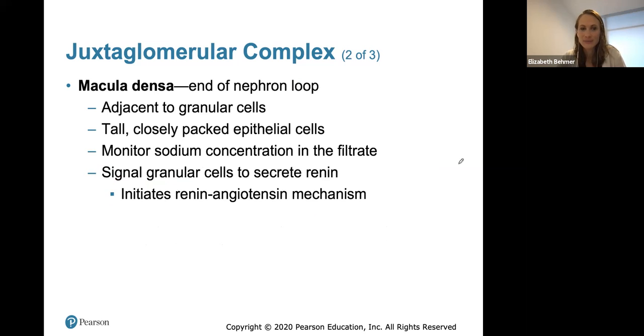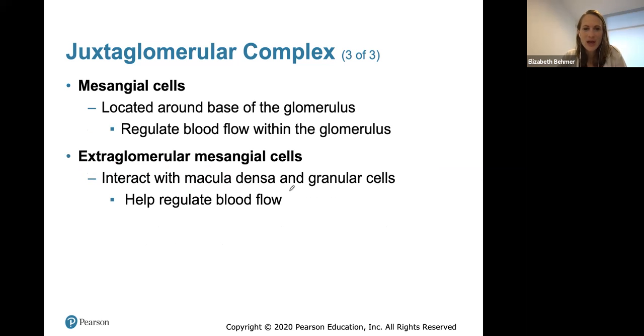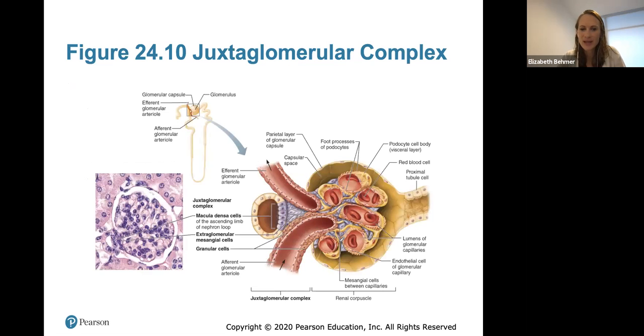Renin again is secreted by granular cells. The macula densa is adjacent to the granular cells, and it helps to monitor sodium concentration of the filtrate, and it will signal the granular cells to secrete renin, and it will initiate the renin-angiotensin system to help with any decrease in blood pressure. You guys will learn about that in physiology too. More cells that I won't ask you about are part of that juxtaglomerular complex. And you can see it here, the macula densa cells will signal the granular cells to secrete renin in response to low blood pressure.